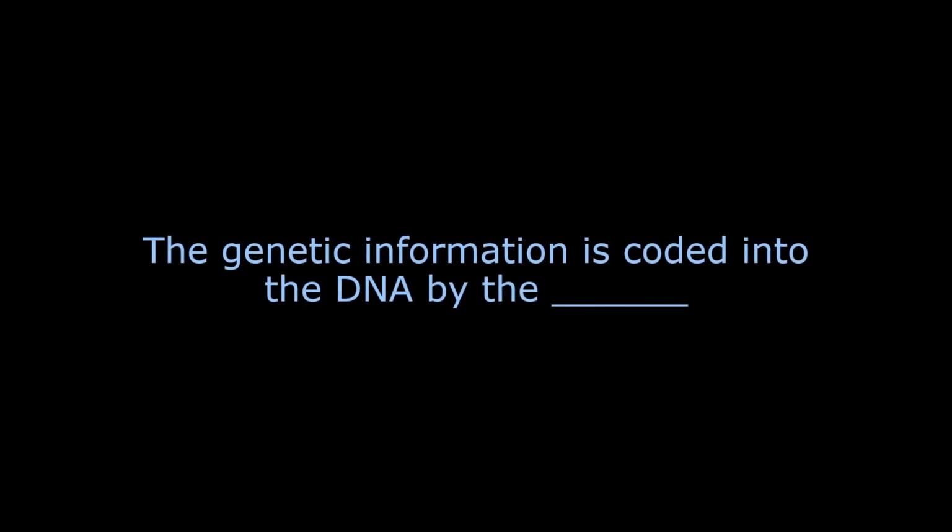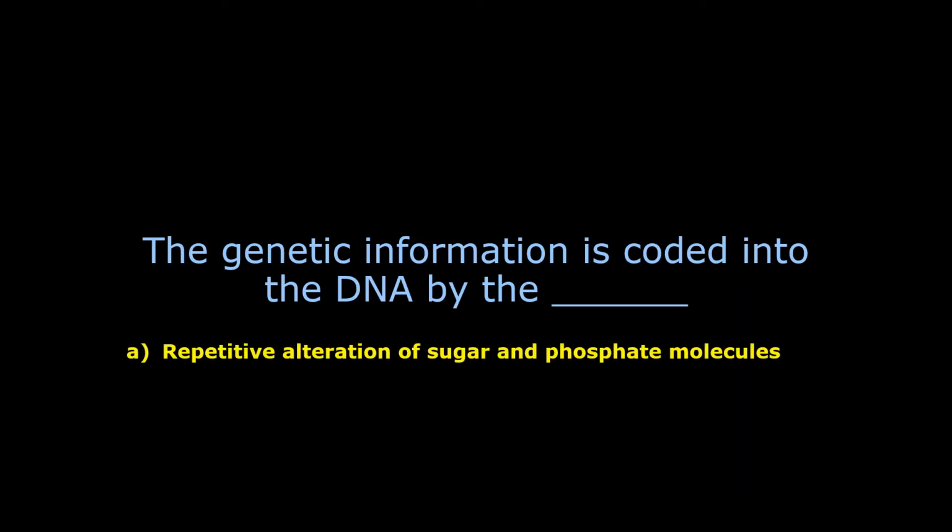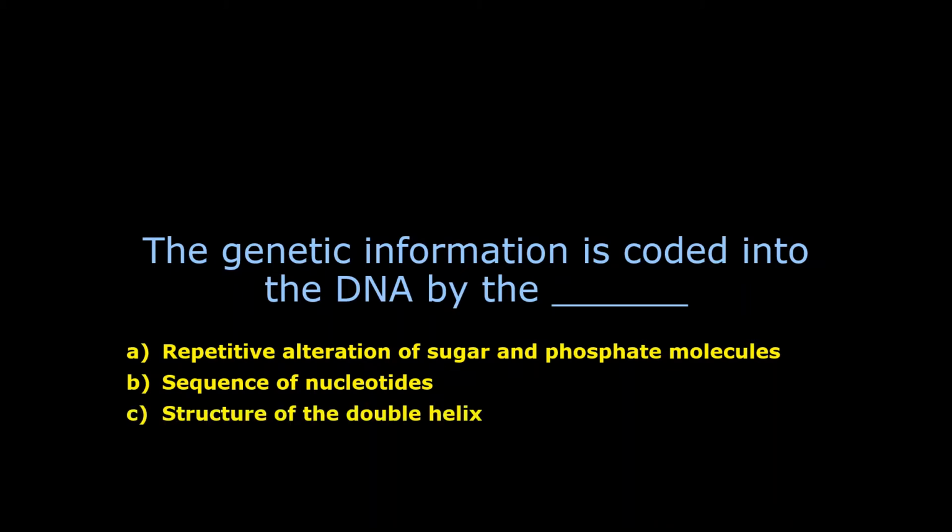The genetic information is coded into the DNA by the, let's see what they're getting to here, the repetitive alternation of sugar and phosphate. Nope, sugar and phosphate just make up the backbone of the DNA. They don't actually have any information. The information is encoded by the bases that stick out, the G's, A's, T's, and C's. The sequence of nucleotides.